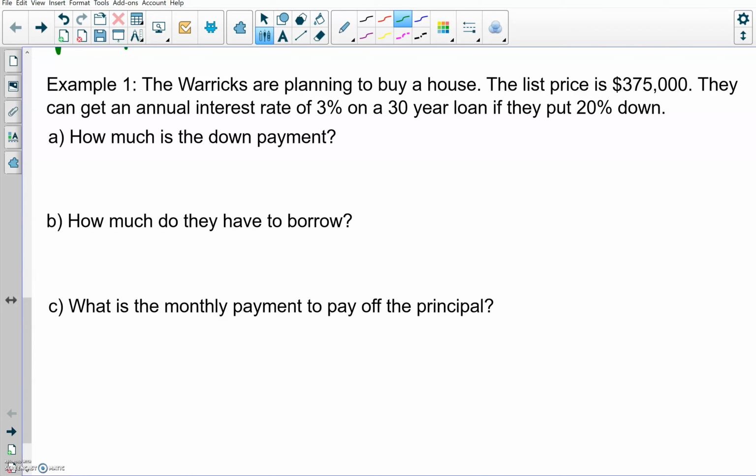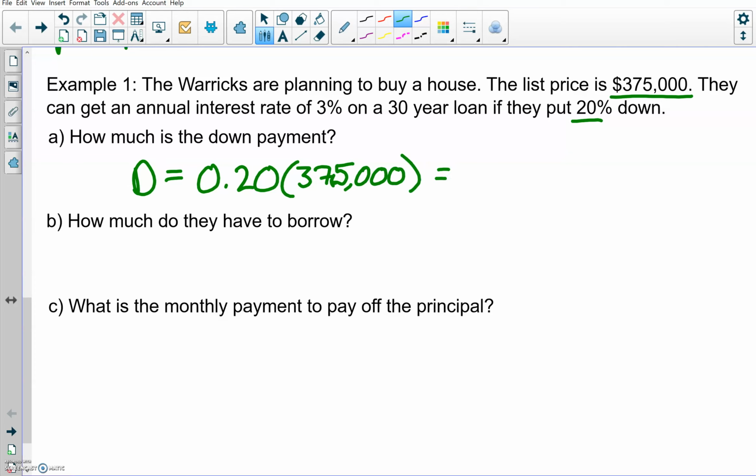So the Warwicks are planning to buy a house. The list price is $375,000. They can get an annual interest rate of 3% on a 30-year loan if they put 20% down. So how much is the down payment? You need to figure this out first. I'm just going to say it's D. So the down payment is going to be 20% of this $375,000, which means you're going to multiply 0.20 times 375,000. And when you multiply that, you get $75,000 as the down payment.